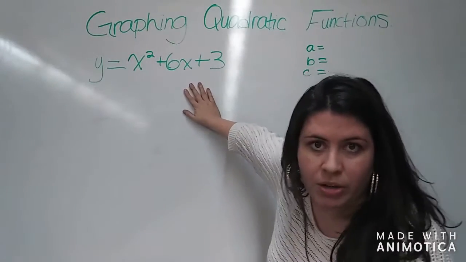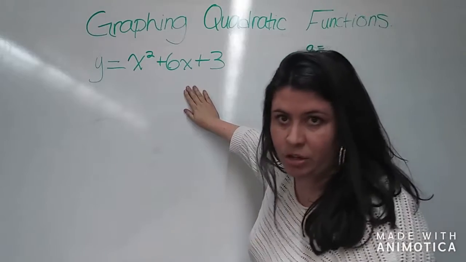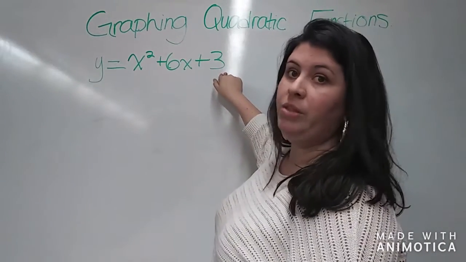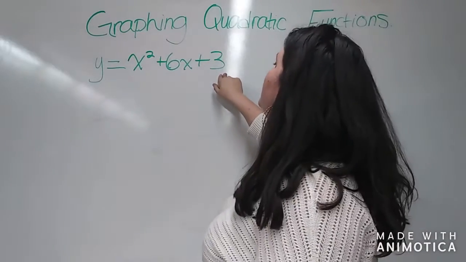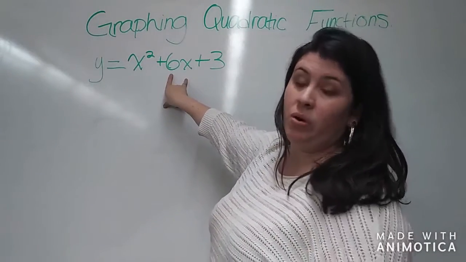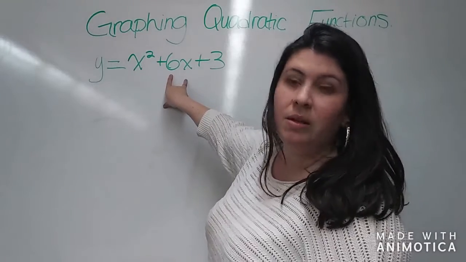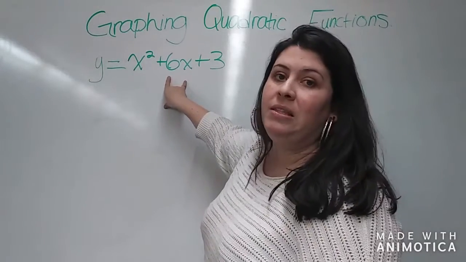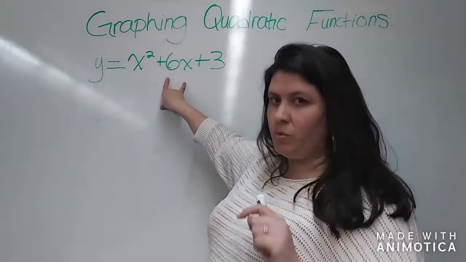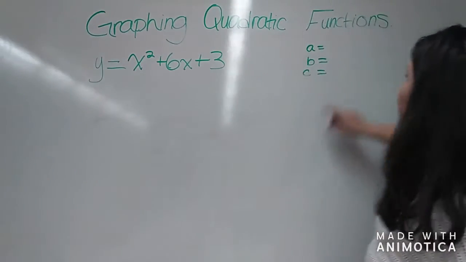So what about when our quadratic function is not factorable? Like this one, for example. The factors of 3 are 1 and 3. That's it. No other ones. And 1 and 3 are never, ever going to add to positive 6 or negative 6 or any kind of 6. So we're not going to be able to find the zeros or the x-intercepts of this graph, but we're going to be okay. Remember we have that a, b, and c.